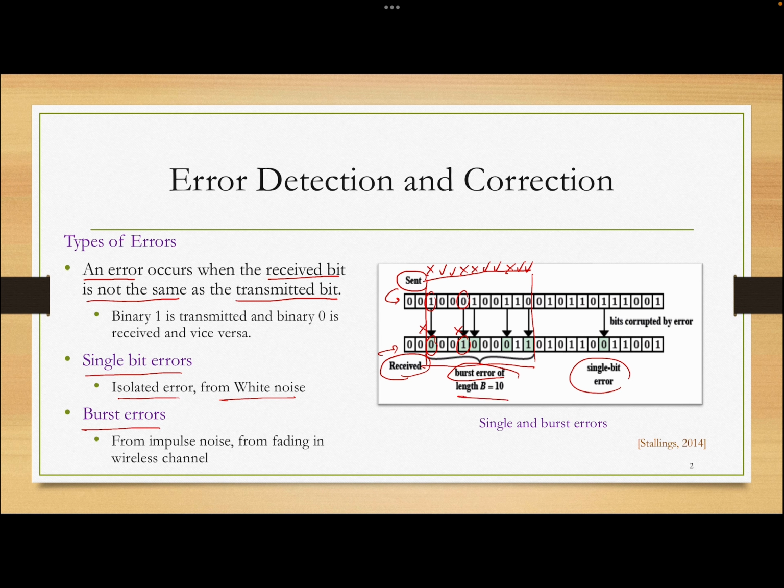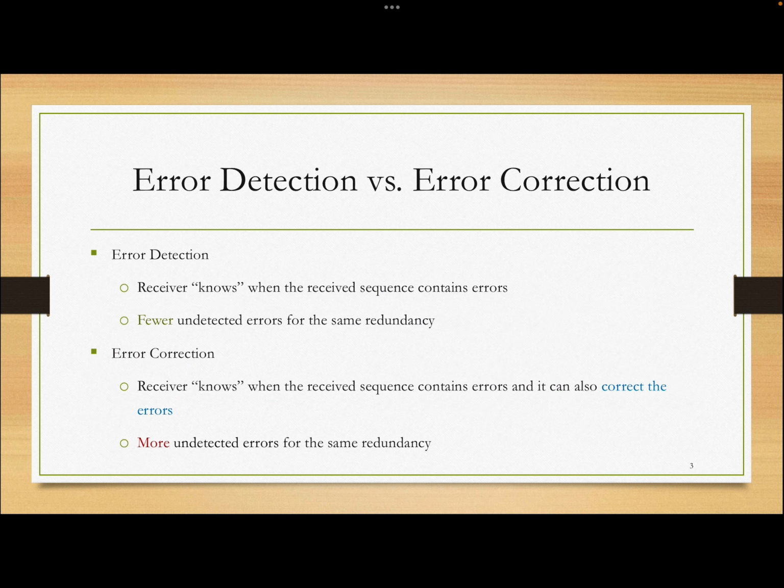The burst errors can come from impulse noise, which has high amplitude and short duration. It can also come from fading in the wireless channel: when you send a signal in the wireless channel, sometimes the signal power fades and you lose the signal. So this is the burst errors.